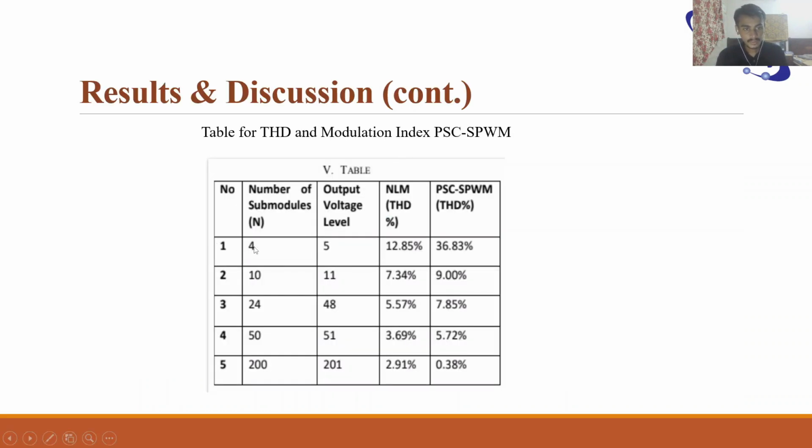So here is a table for the different numbers of submodules. The THD generated by NLM and SPWM is presented here, and you can observe that up to 50 submodules, NLM is performing better as compared to SPWM. However, when the number of submodules is increased to 200, you can see that NLM is not performing better than SPWM. Here the THD content of SPWM is less and the THD content of NLM is greater. So from here you can conclude that NLM performs better on a lower number of submodules and SPWM performs better on a higher number of submodules of the MMC.